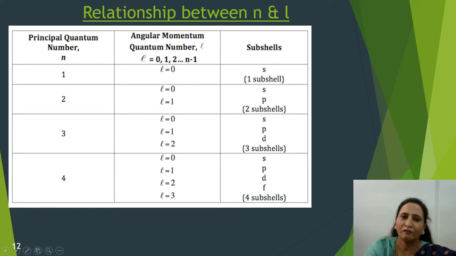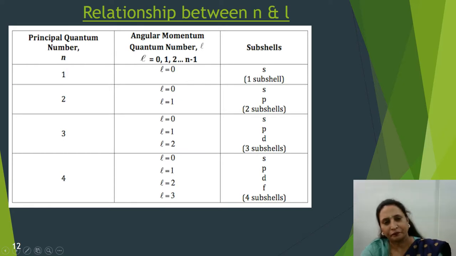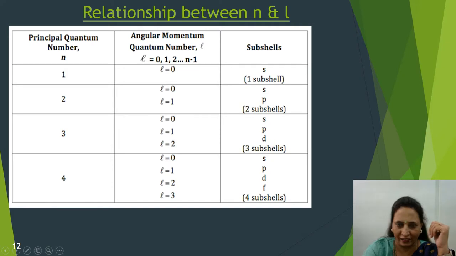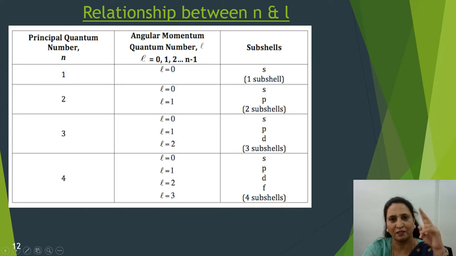Now when n value is 3, of course 3 L values are there: 0, 1, 2. It gives S, P and D subshells. Now when there are 3 azimuthal quantum numbers, 3 subshells are present, when 3 is the principal quantum number. Now when principal quantum number is 4, 4 values are there.